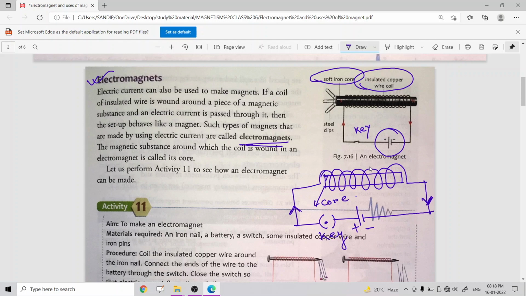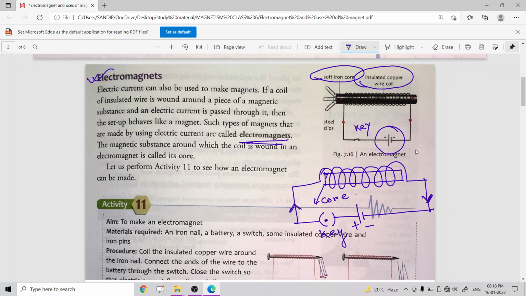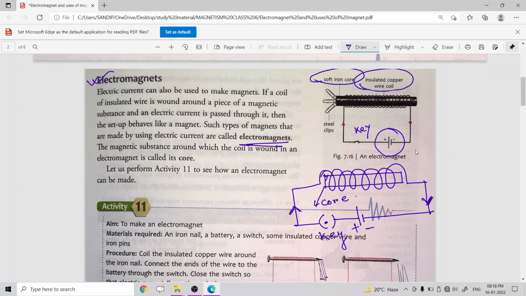In this case, when the circuit is closed, current passes through the circuit, or we can say the switch is on. But if the switch is off, then there is no current passing through this circuit, and then we cannot get a magnet.